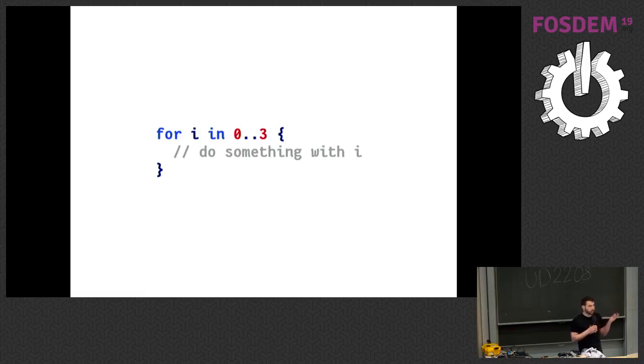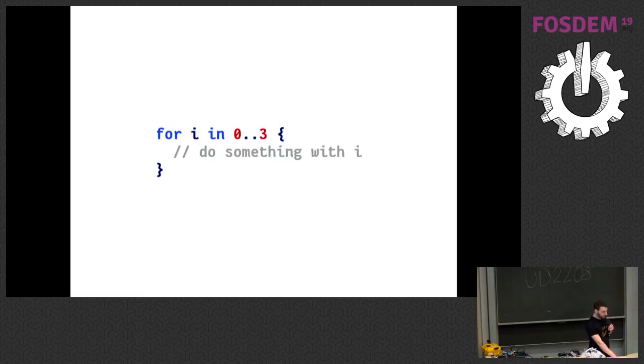Who knows what this will print? Nothing, yes. Yeah, I'm stupid. But so the iteration goes from 0 to 2. Yes, exactly. It's an exclusive range.